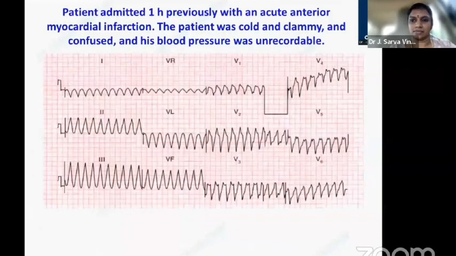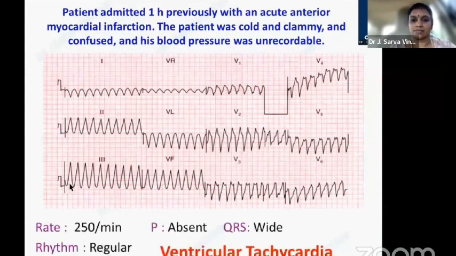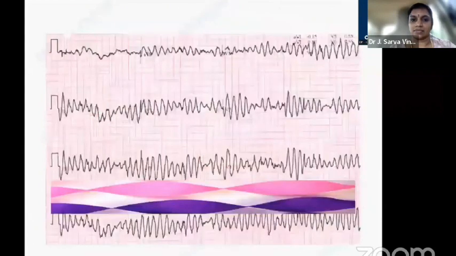So what do we see here? Our concentration is going to be on the QRS complex. We see that the rate is more and the rhythm seems to be regular. We don't find any P waves, so no PR interval also, and the QRS complexes are wide. It is more than 3 small squares. So this is ventricular tachycardia.